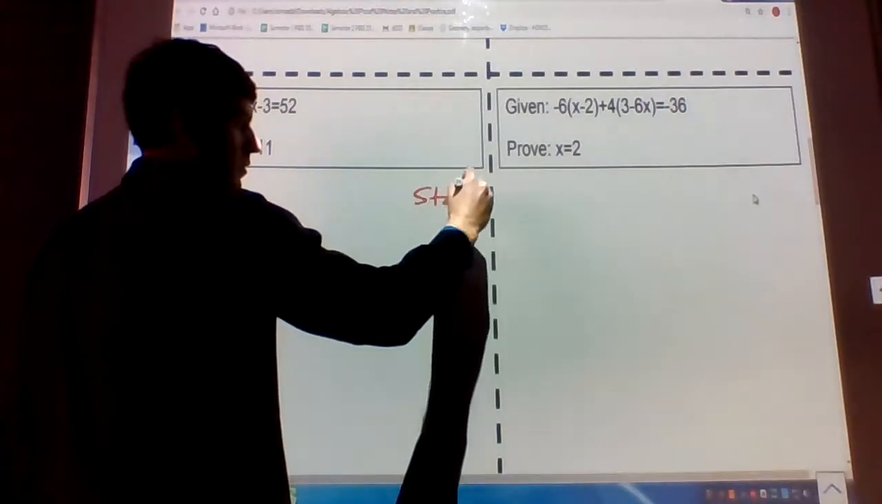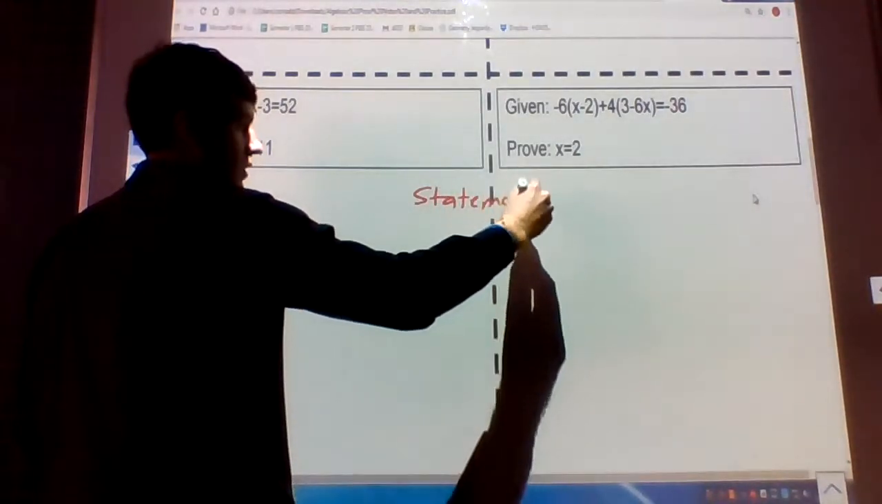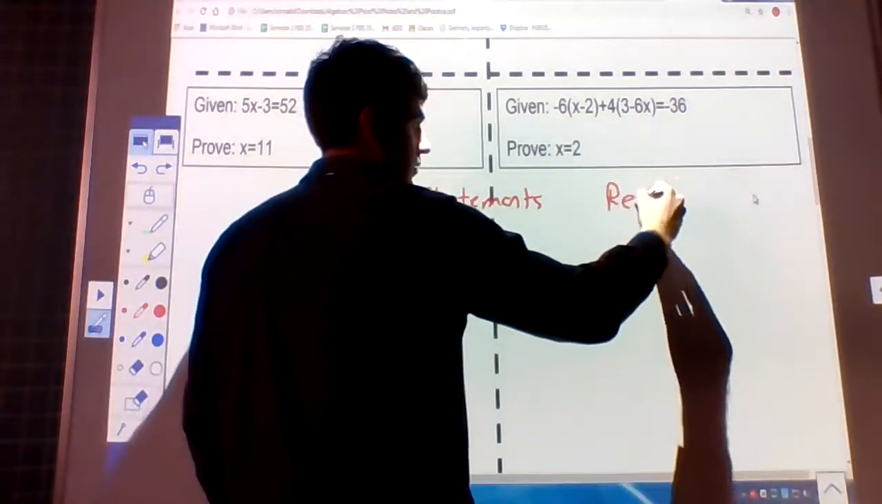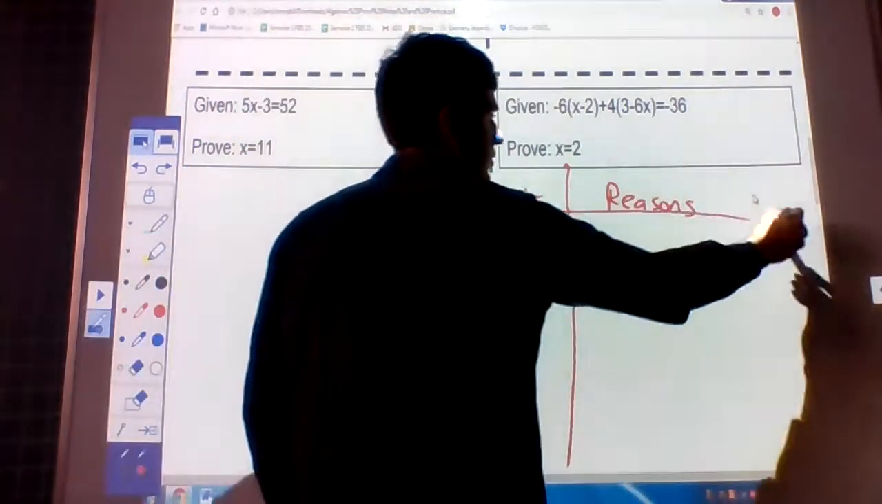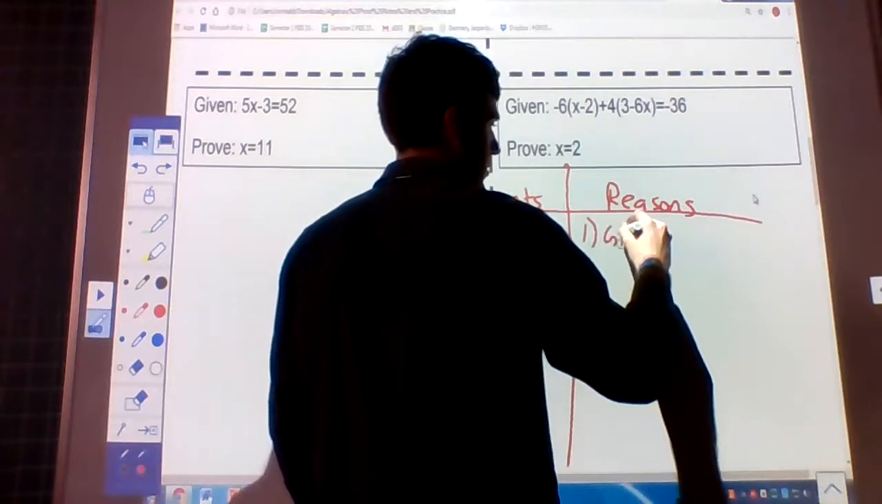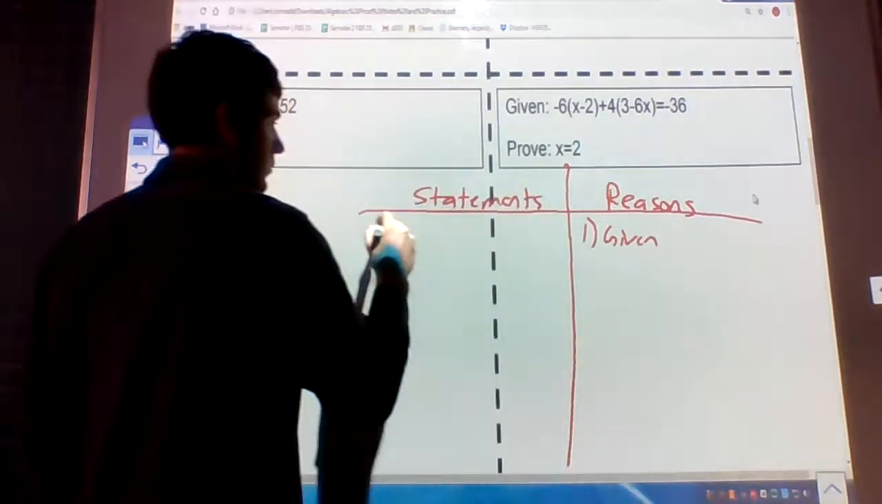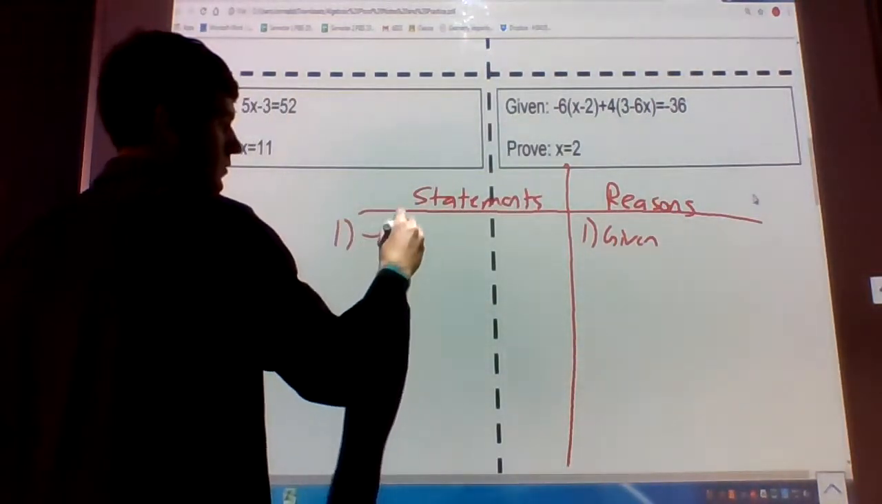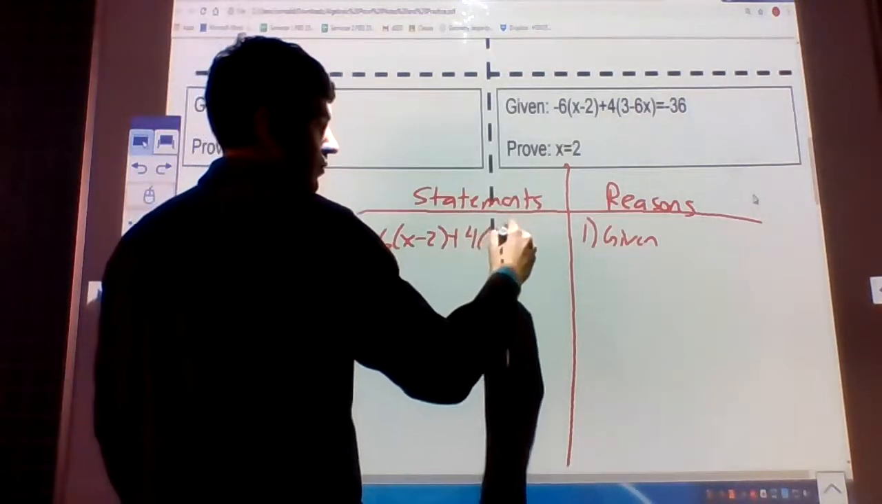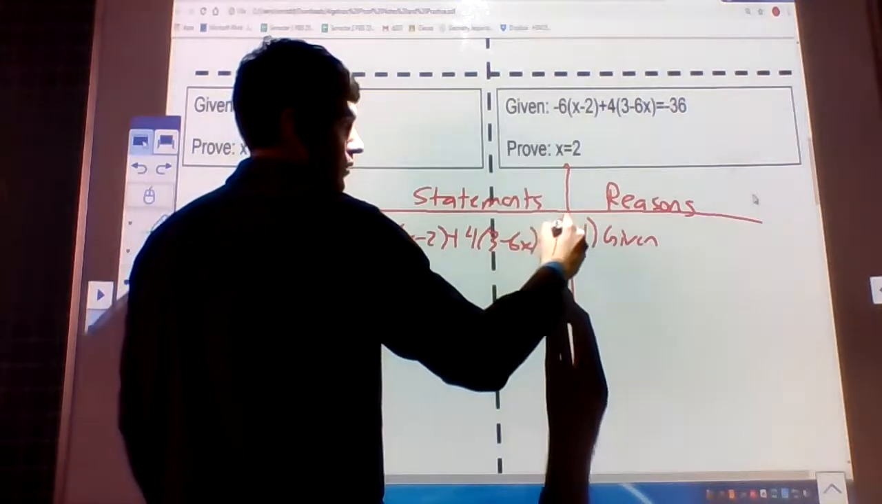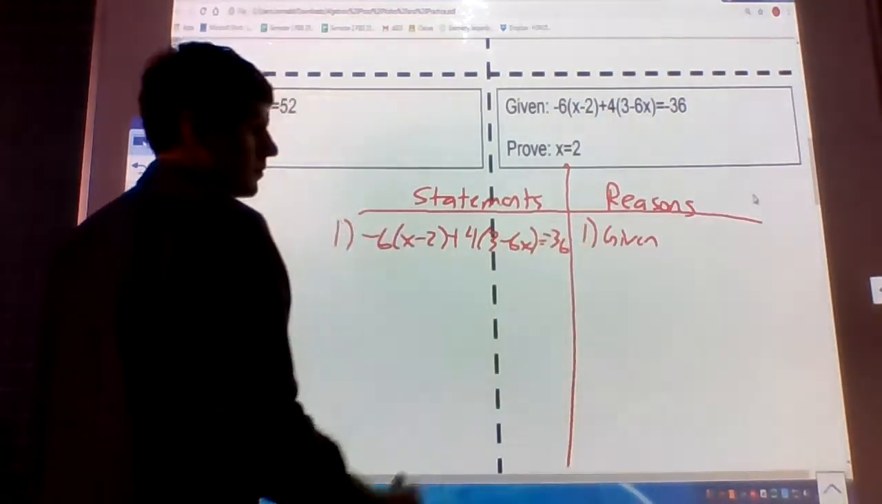Statements. Reasons. Okay. Always start with your given, which is -6 quantity x minus 2 plus 4 quantity 3 minus 6x equals -36.